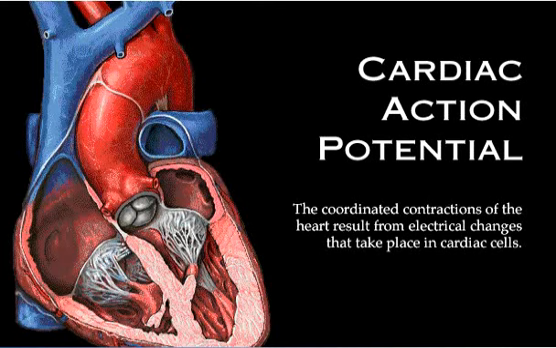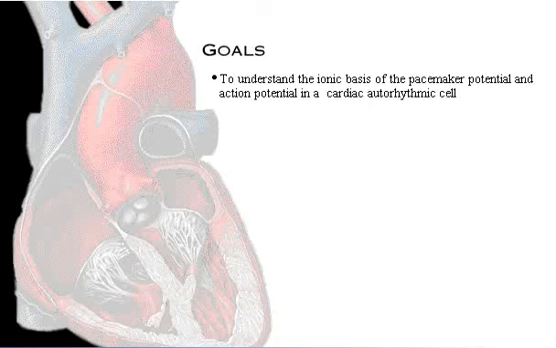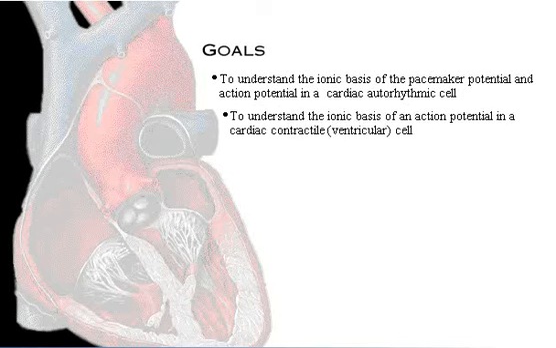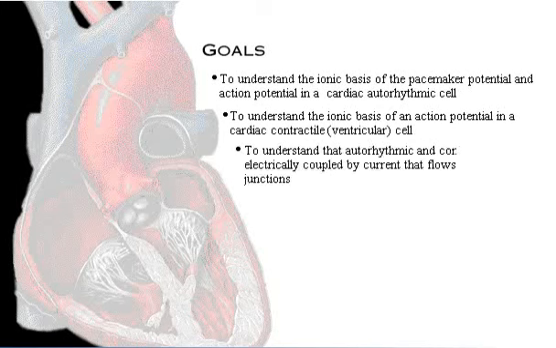The coordinated contractions of the heart result from electrical changes that take place in cardiac cells. Your goals for learning are to understand the ionic basis of the pacemaker potential and the action potential in a cardiac autorhythmic cell, to understand the ionic basis of an action potential in a cardiac contractile cell, to understand that autorhythmic and contractile cells are electrically coupled by current that flows through gap junctions.